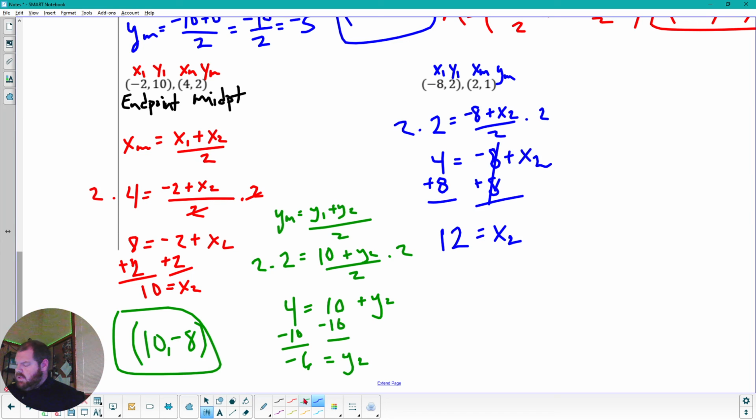Okay, now let's go find the other coordinate. The y midpoint is equal to the y coordinate plus y2 over 2.